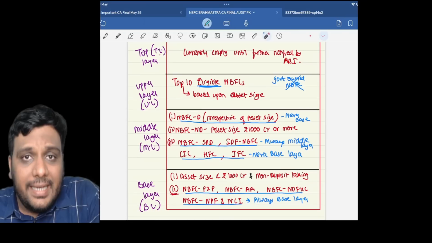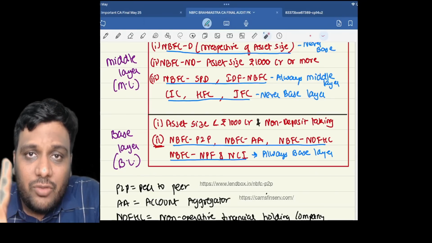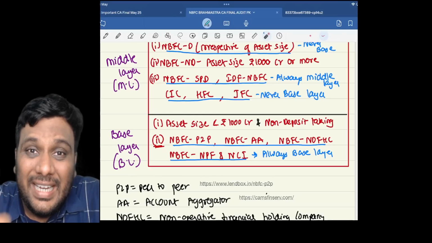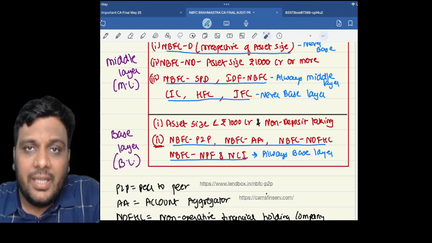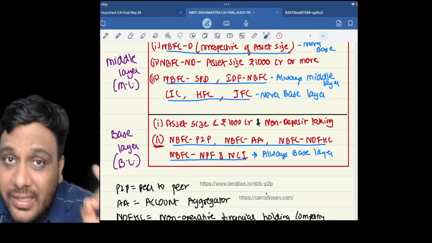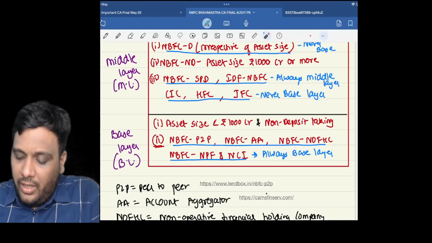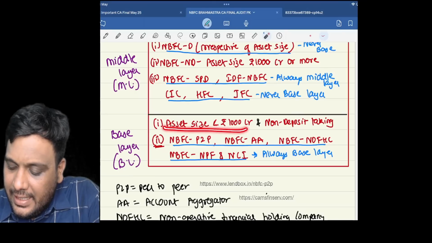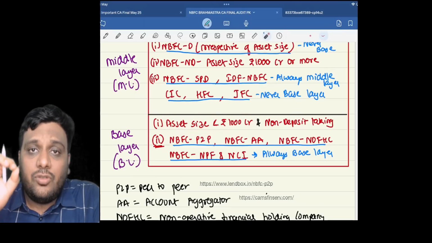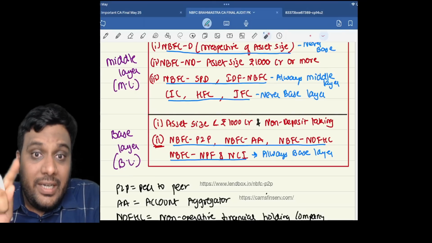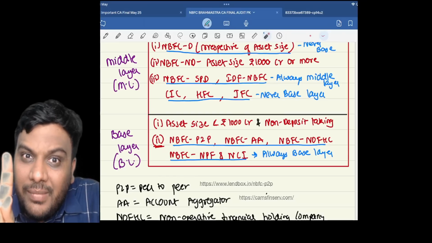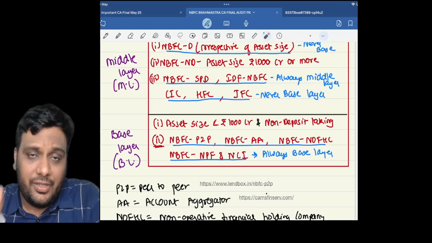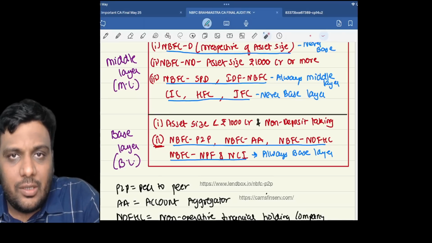In base layer, you have NBFCs which are not accepting deposits. That means if NBFC is accepting deposits, it can never be in base layer, because base layer is the least risky. So if NBFC is not accepting deposits and asset size is less than rupees 1000 crores, I repeat, if asset size is 800 crores, but it is accepting deposits, then don't put it in base layer. So for base layer, it should not be accepting deposits. That is the first condition. And asset size is less than rupees 1000 crores.